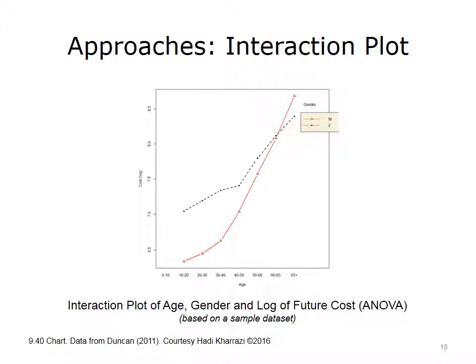This figure shows the interaction plot of age, gender, and log transformed cost. The solid line shows the increase of cost in males as age increases, while the dotted line shows the increase of cost in females as age increases. Note that there is a deflection point at the far right side of the diagram where the two lines cross each other.